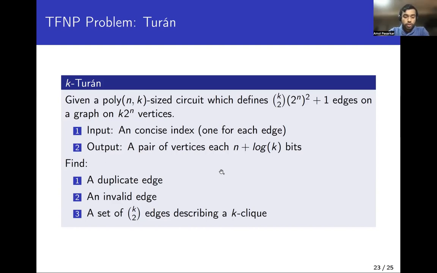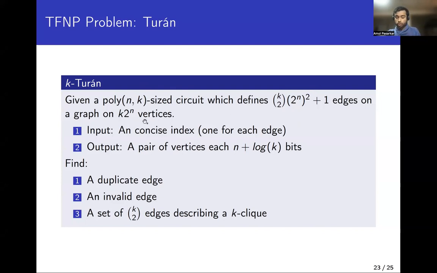And the problem is going to essentially say that you have an efficiently represented circuit, and it defines k choose 2 times (2 to the n) squared plus 1 edges. And this is a graph of k times 2 to the n vertices. So this expression exactly mirrors the extremal bound that I just described. And we're going to cross that extremal bound by adding 1 extra edge.